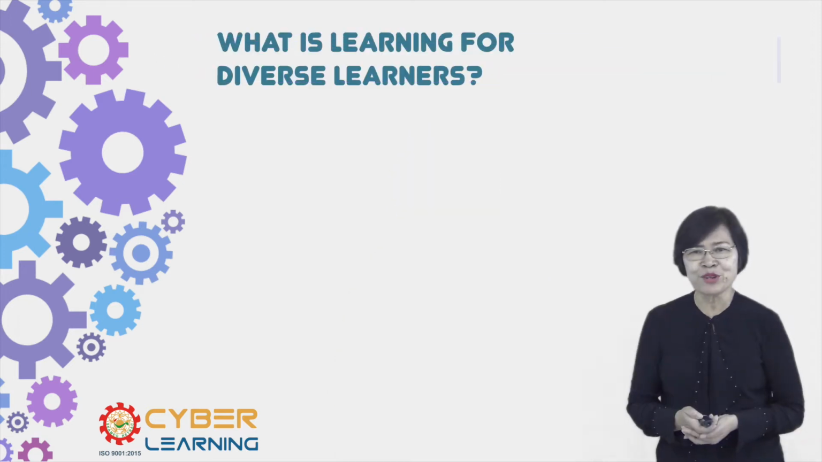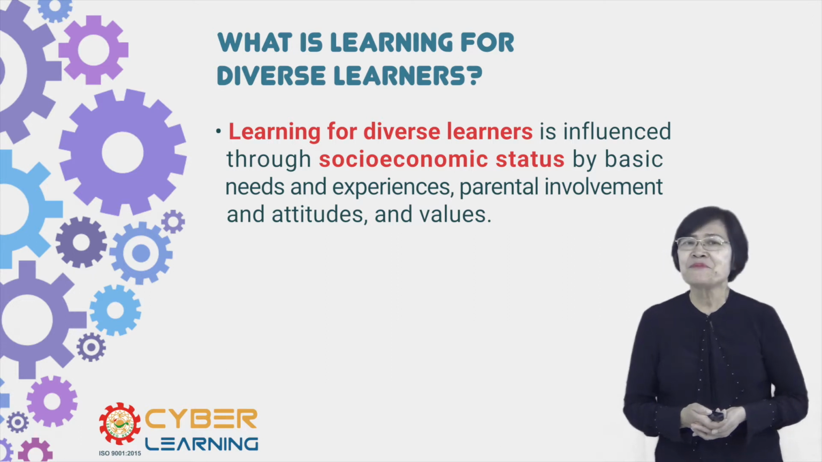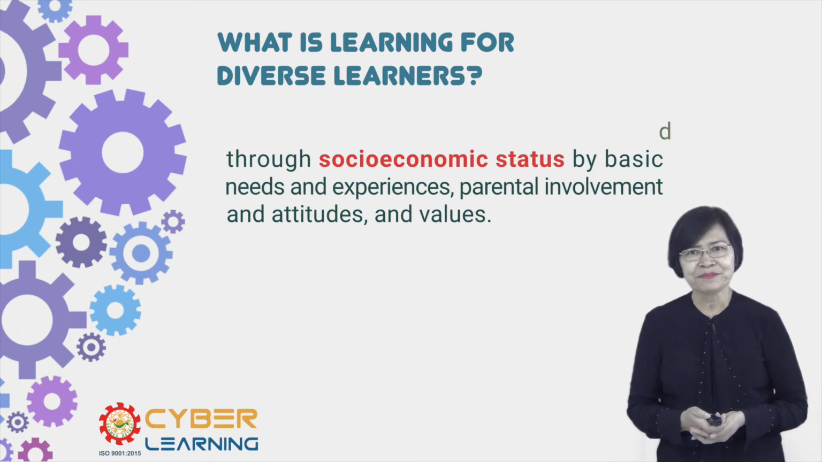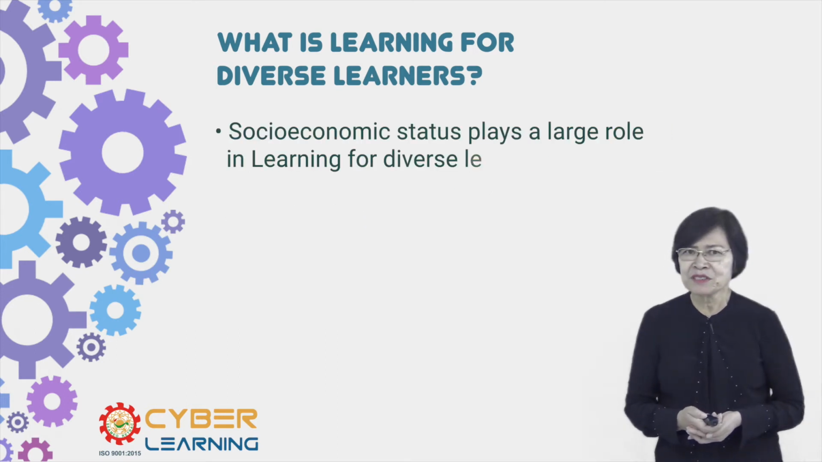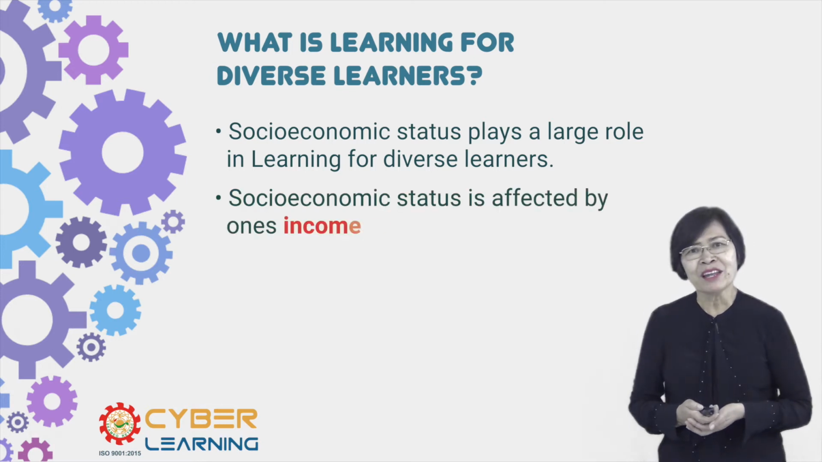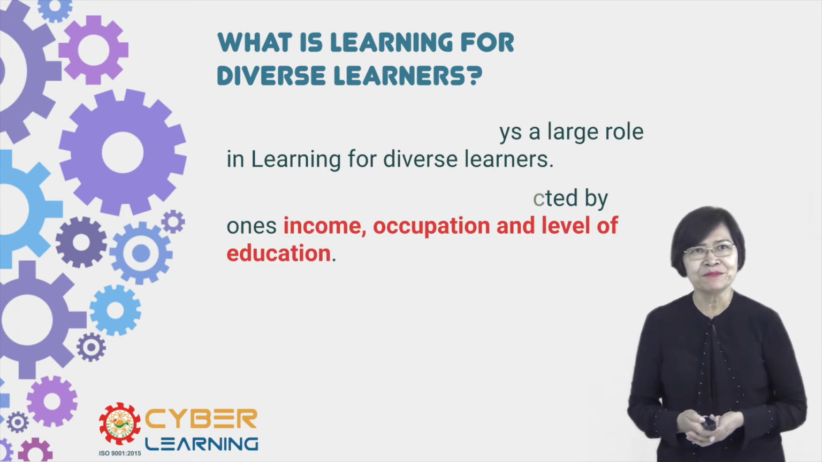What is learning for diverse learners? Learning for diverse learners is influenced through socioeconomic status by basic needs and experiences, parental involvement, and attitudes and values. Socioeconomic status plays a large role in learning for diverse learners. Socioeconomic status is affected by one's income, occupation, and level of education.